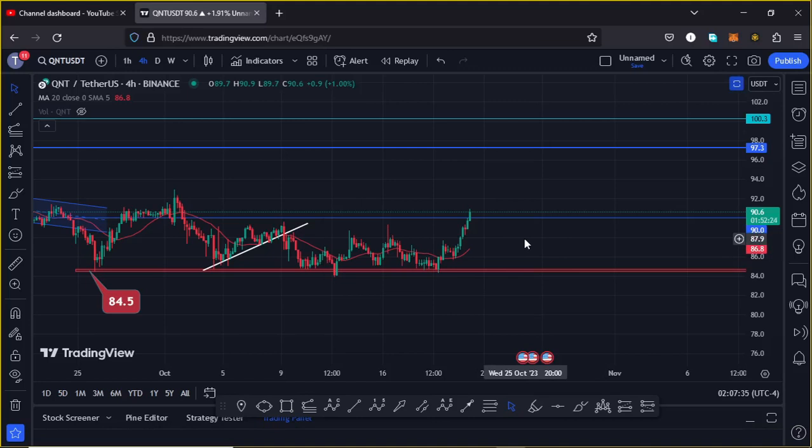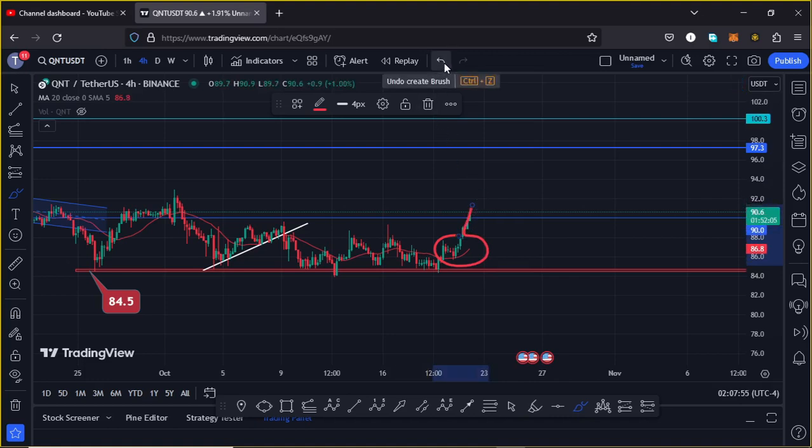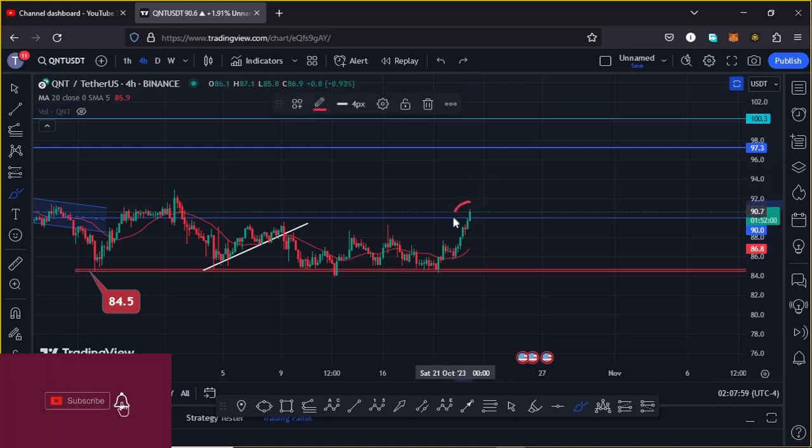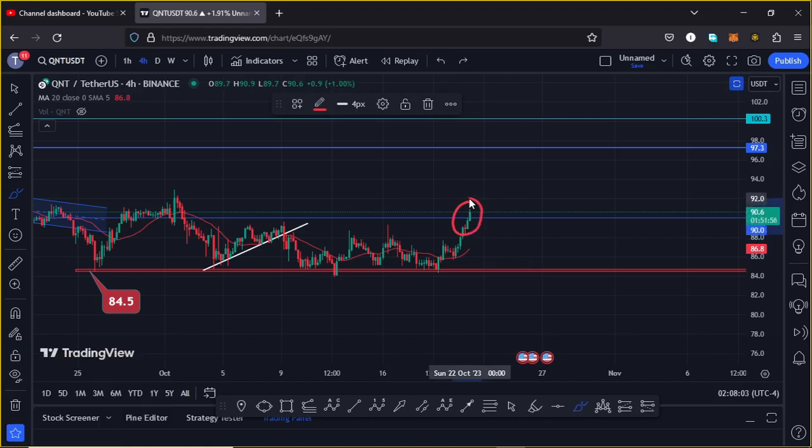Welcome back for another Q&T price prediction analysis. At the time of this recording, Q&T continues to hold above the 20-day MA here on the 4-hour chart, which is now acting as support for us to continue gearing up. We have also seen a break above a key area of resistance at around the $90 mark.